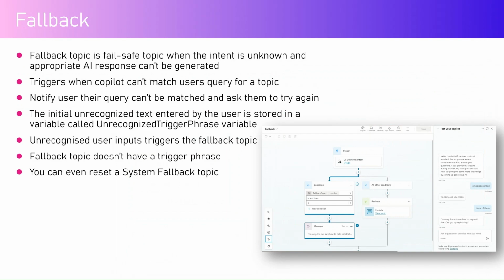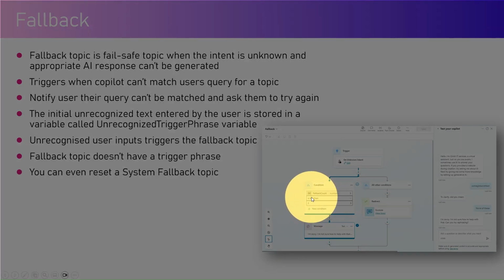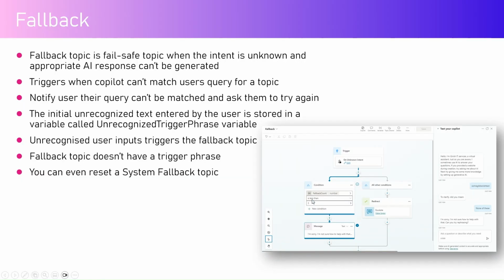Now as you see over here in the condition, we have put fallback count is less than 3, so that means it will ask you again and again the same thing, to clarify, did you mean. So what happens is the Copilot goes in that loop to further understand. Now if after 3 iterations it will not understand your intent, then Copilot will not be able to respond to your query. Now, it triggers when the Copilot can't match the user's query to a topic. Basically, it notifies users that the query can't be matched and then asks them to try again.